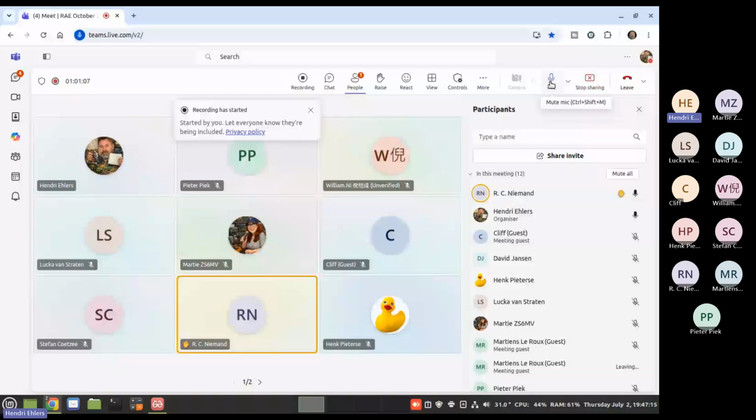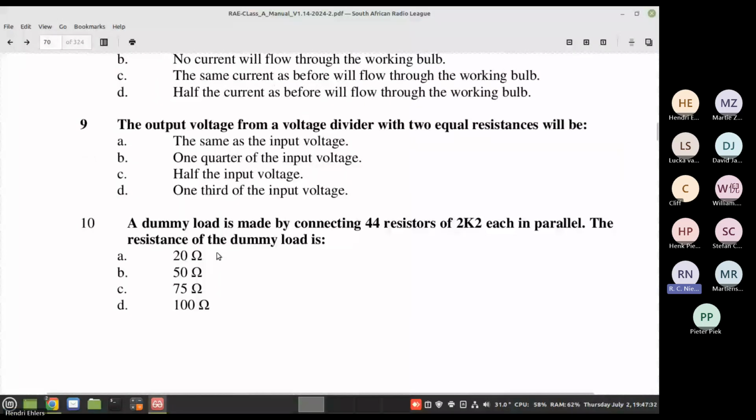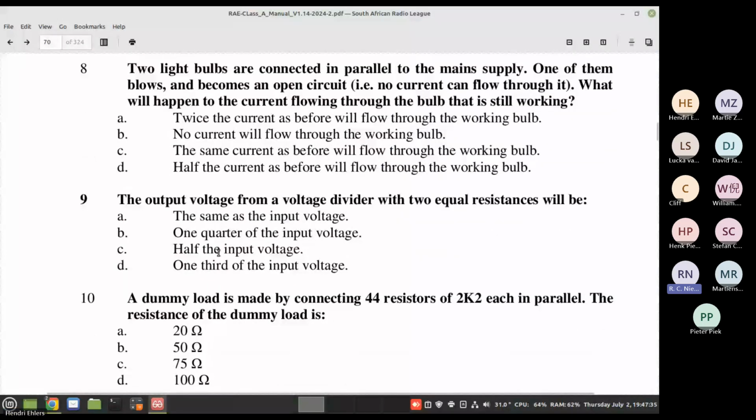RC, Niemand, you've got your hand up, so let me answer your question first. Yes, question 8. The two light bulbs that are connected in parallel, and one bulb blows. Wouldn't the current double and not be the same? Because if it's in parallel, the total current is the sum of the two currents in the parallel connection. So the one connection is severed. So wouldn't the current double then?